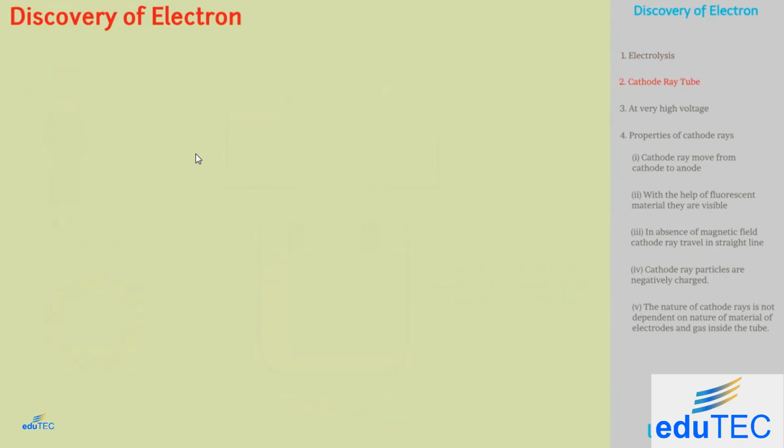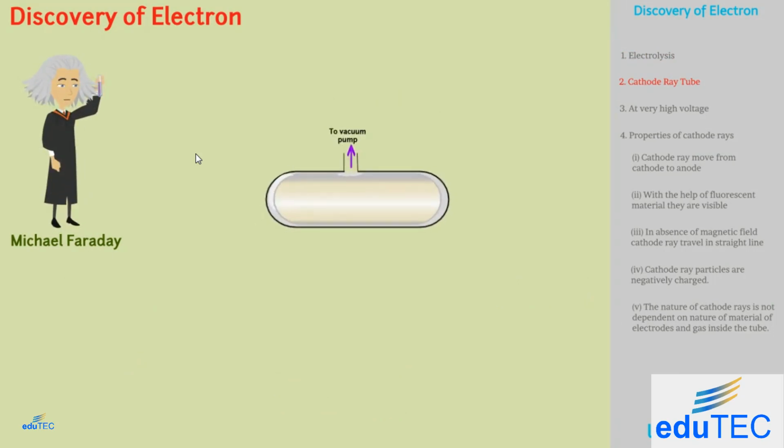In mid-1850s, Faraday started studying electrical discharge through partially evacuated glass tube called cathode ray discharge tube. Partially evacuated suggests that inside of the tube there is low pressure. There are two metal electrodes fused inside the glass tube. These are connected to external supply.